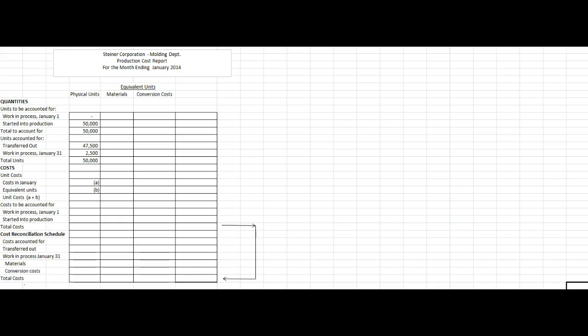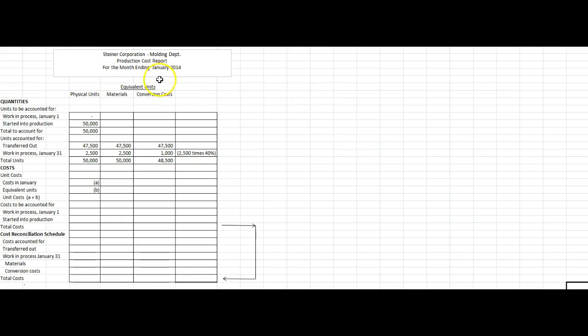The last part of the problem asks us to create a production cost report, all the work we just did on one piece of paper in one place. First thing they want to know is to account for the units. Well, we had 0 in beginning work in process. They gave us 50,000. We have to account for 50,000. How do we account for them? We transferred out 47,500. We have 2,500 left. So we can account for all 50,000 units that we were in charge of.